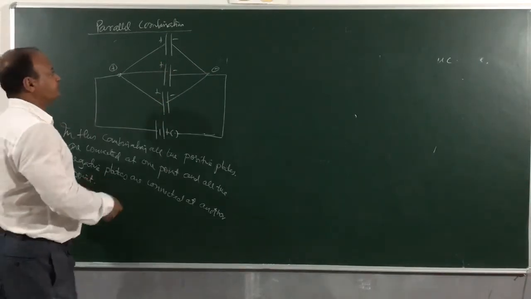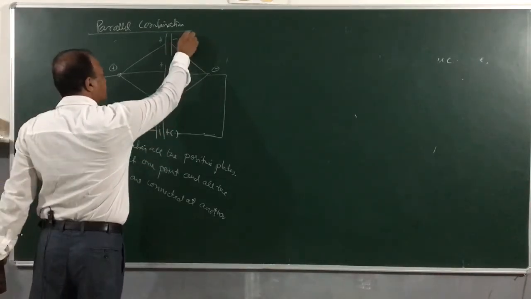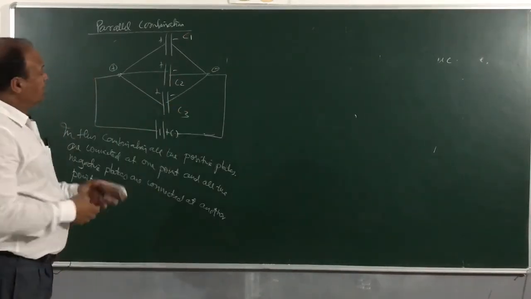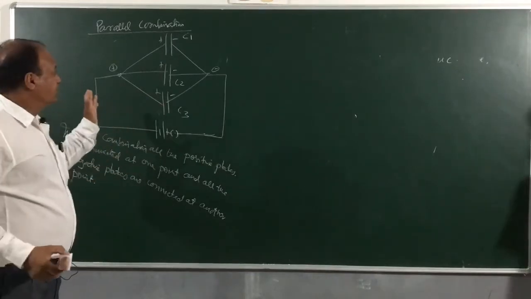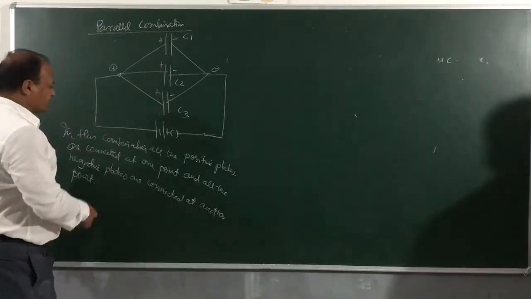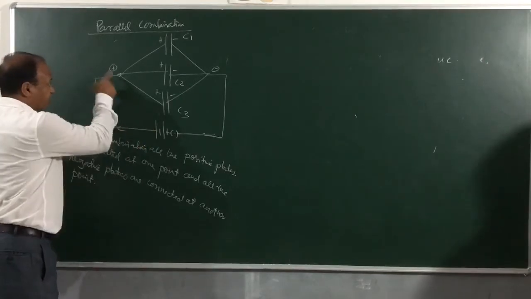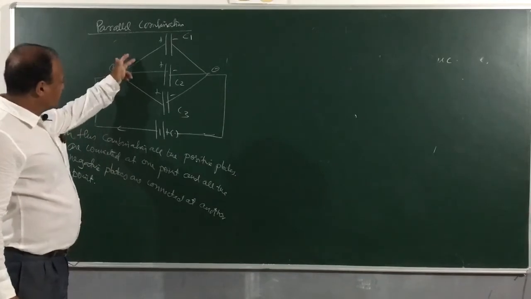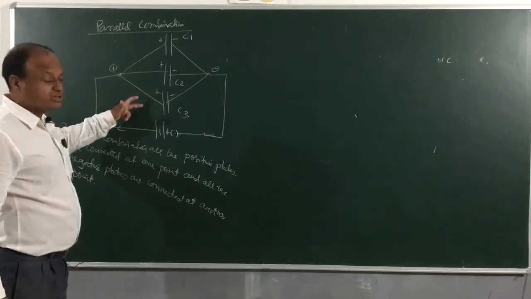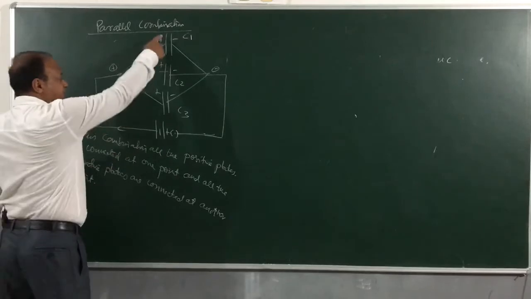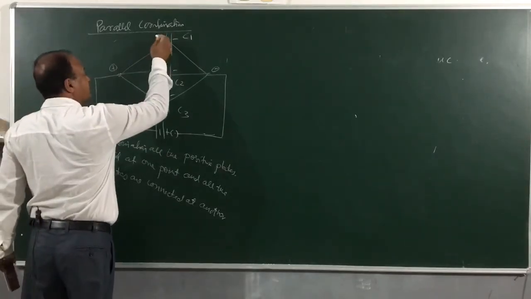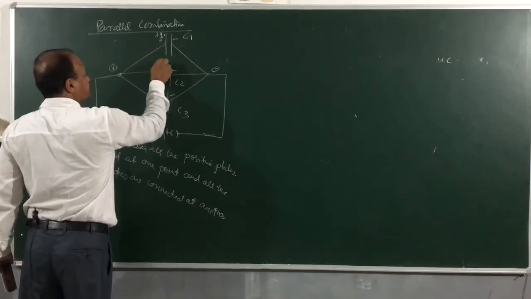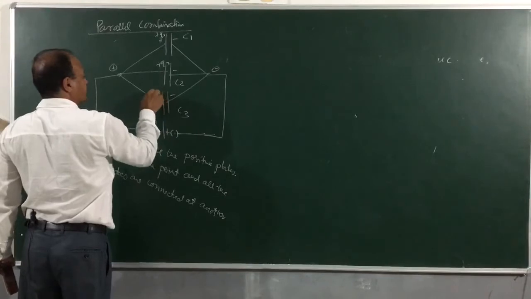And I will assume that the capacitances of these capacitors are C1, C2 and C3 respectively. Now, one very important thing: the charge which will be supplied by the battery will travel up to here, and then these charges will be distributed in these three branches. Charges on this side are positive, so I will say this charge is plus Q1, this charge is plus Q2 and this charge is plus Q3.